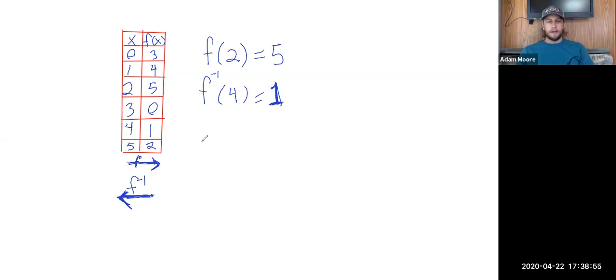So then we're getting that down a little bit. f of 2 was 5. That works over to the right. f inverse works from the right to the left in our chart because the outputs are now the inputs.